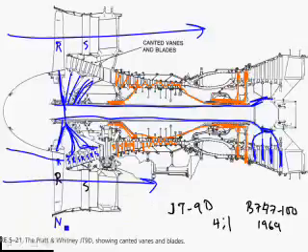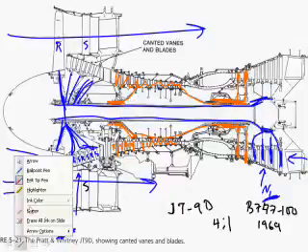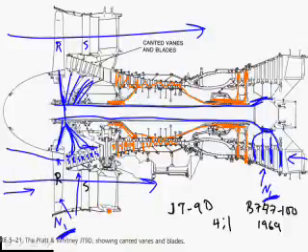So this in blue is going to be the N1 compressor, which includes the fan and includes those compressors. And here we're going to have the N1 turbine. So if we look up the tailpipe, we're going to see the N1 turbine. If we look into the intake, we're going to see the N1 compressor, which includes the fan. And then here is the N2 compressor, and here is the N2 turbine.